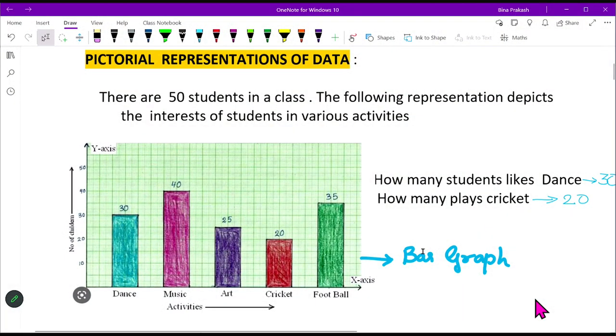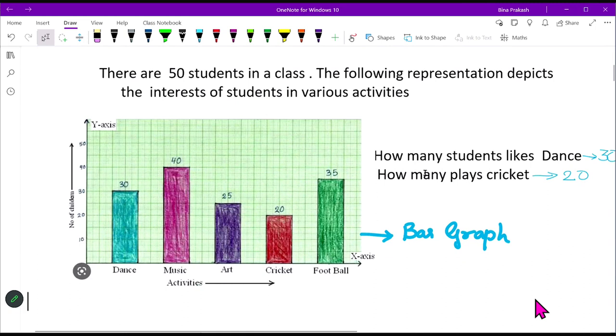Hello everybody. In the last class we just started with the statistics part and in statistics we took the pictorial representations of the data. Now this is one way of representing our data, that is through this picture we are able to analyze or answer certain questions. This picture is giving us a clear picture of certain information. Now the information could be how many students like dance, they are different activities. So I think Simran, you can read from the picture the questions that I'll be asking.